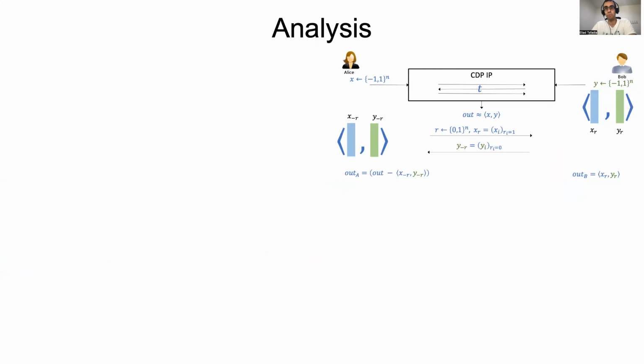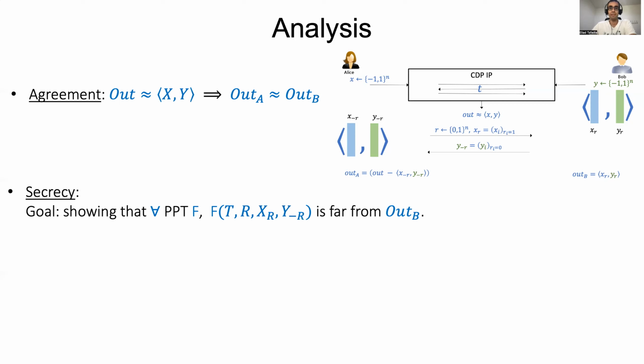Now let's analyze this protocol. A key agreement protocol has two properties, agreement and secrecy. For agreement, note that if the output of the CDP IP protocol is close to the inner product of X and Y, then out_A is close to out_B. For secrecy, the goal is to show that the output of any PPT adversary, given all the information that it sees as an external observer, is far from out_B. This information is the transcript T and the strings R, X_R, and Y_minus-R.